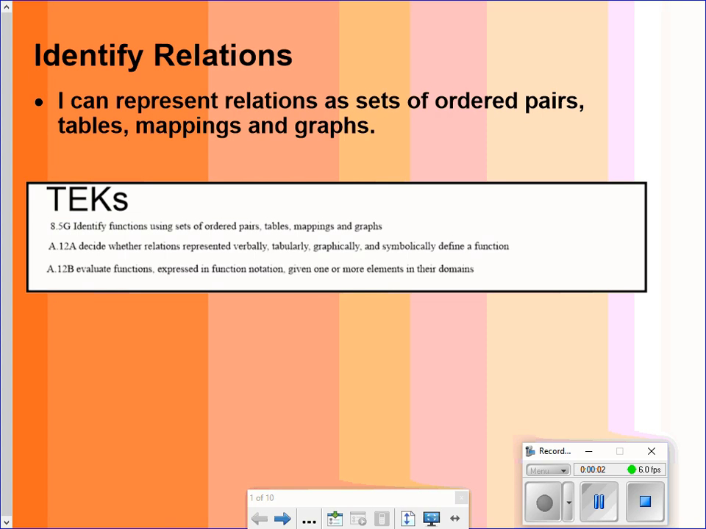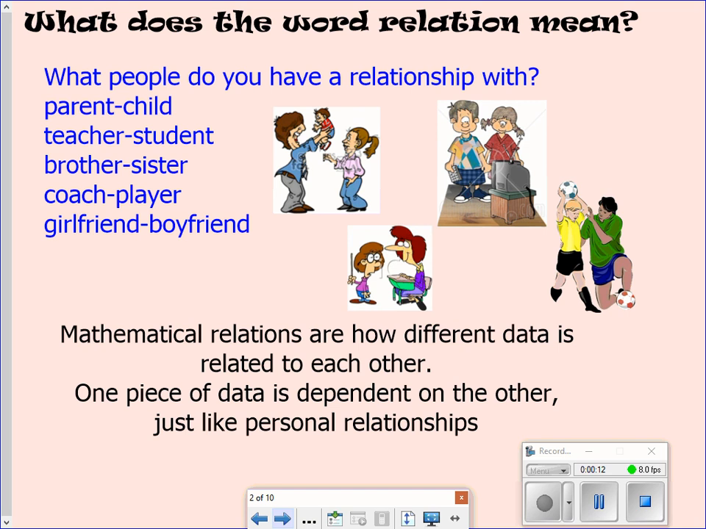In this video, we're going to be looking at identifying relations. By the end, you should be able to represent relations as sets of ordered pairs, tables, mappings, and as graphs.